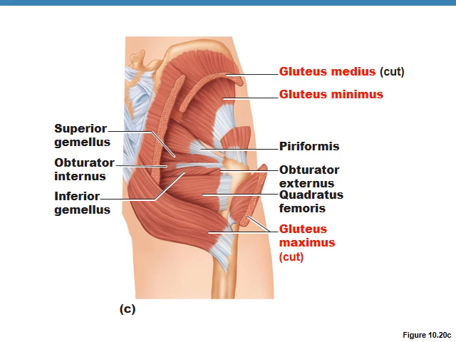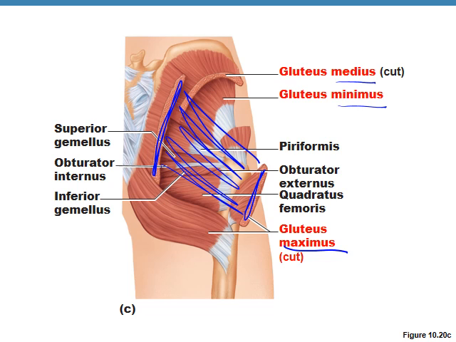Here we have the three gluteal muscles. You can see that there's a medius, a minimus, and a maximus. So this is the maximus, and it would have spanned this area. The gluteus maximus is used for hyperextension at the hip, and it will also rotate the leg.